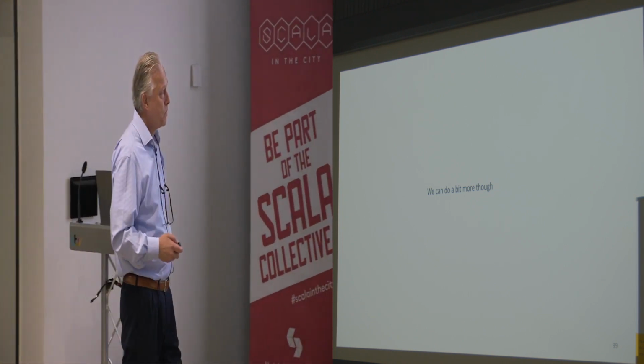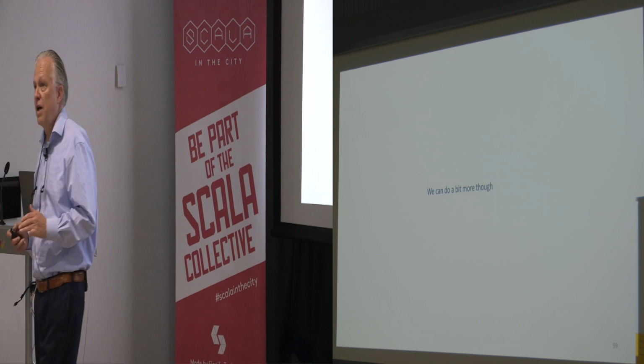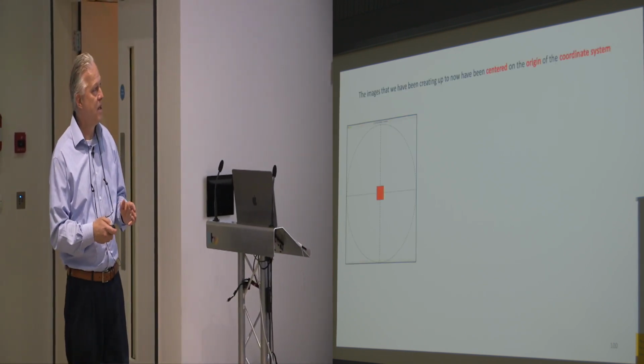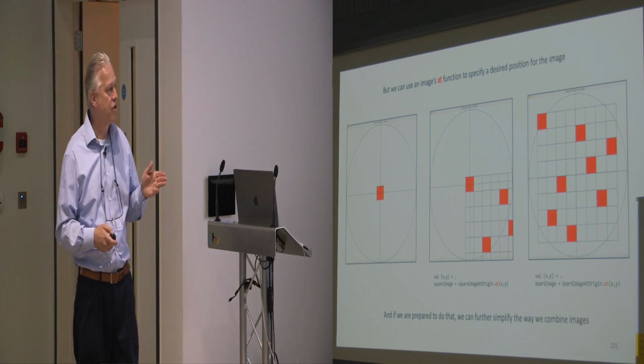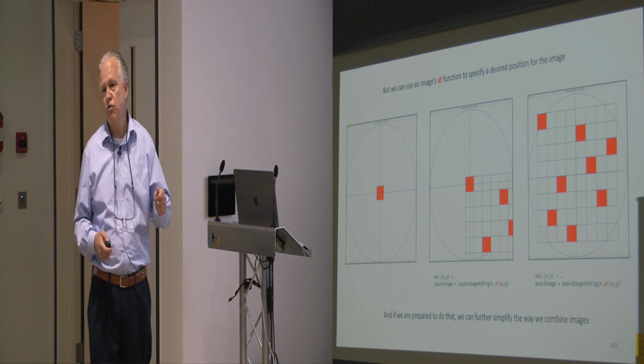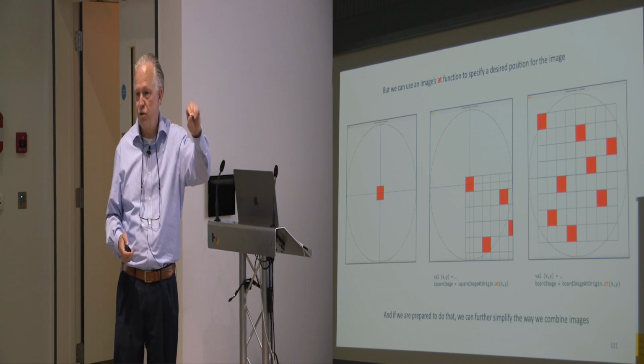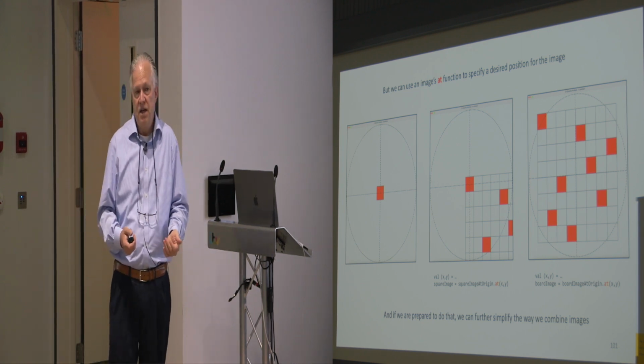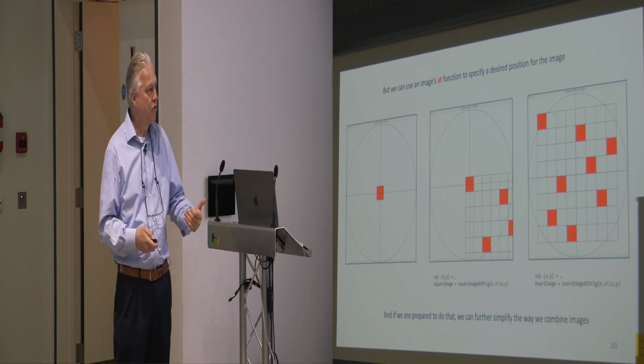The images we've been making up to now have been centered on the origin of the coordinate system. But in Doodle, there is an at function on an image. You can say at, and you can give it a coordinate pair, and that places it at an absolute place, right, on the coordinate system. That's a compromise. I mean, if you're prepared to do that, then we can go further.